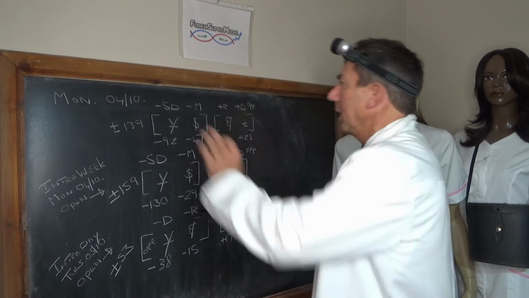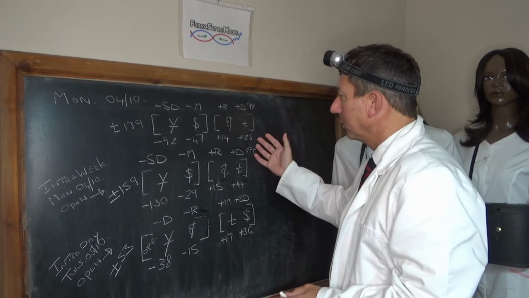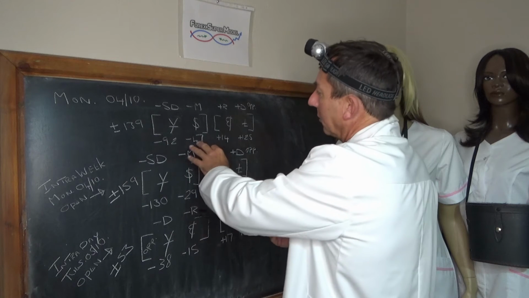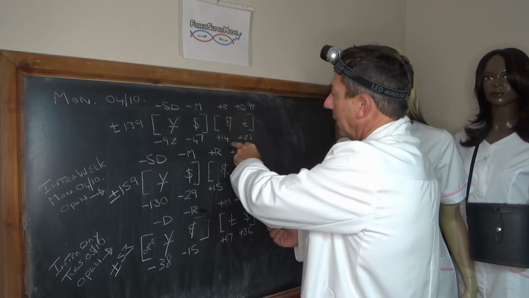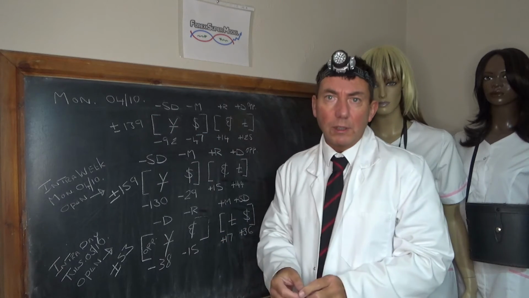Right, Monday the 4th then, yesterday, we had a positive opposed driver in the pound at plus 125, front and back door flows mainly coming out the yen at minus 92, out the dollar at minus 47, and the euro was the positive rock at plus 14, activity plus or minus 139.